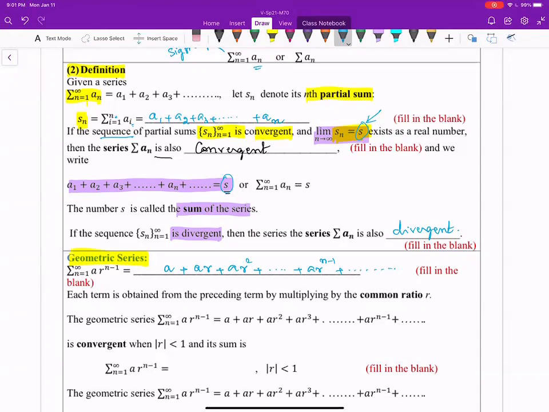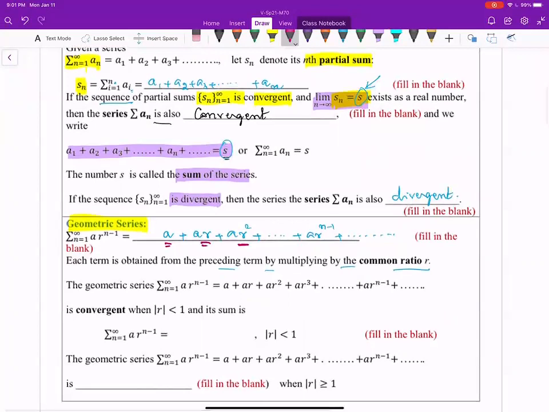Each term is obtained from the preceding term by multiplying by the common ratio. If you notice, ar, the second term, is coming from the first term by multiplying by r. If you look at the third term, it is coming from the second term by multiplying by r. So the geometric series sigma n varying from 1 through infinity, ar to the power n minus 1, is a plus ar squared, ar cubed, and so on, up to ar to the power n minus 1. It goes on and on.